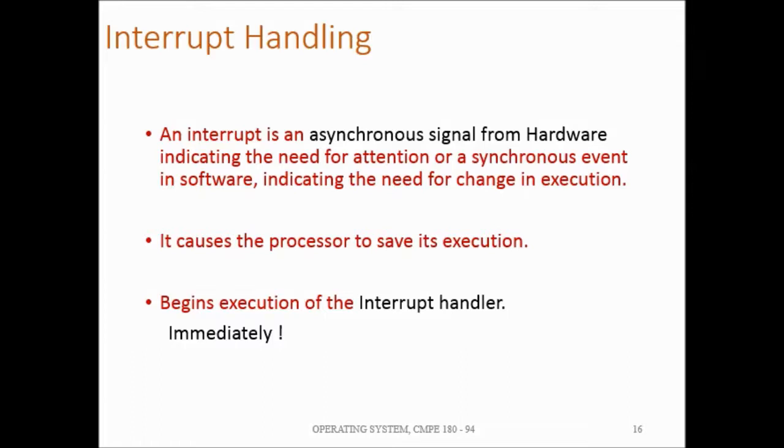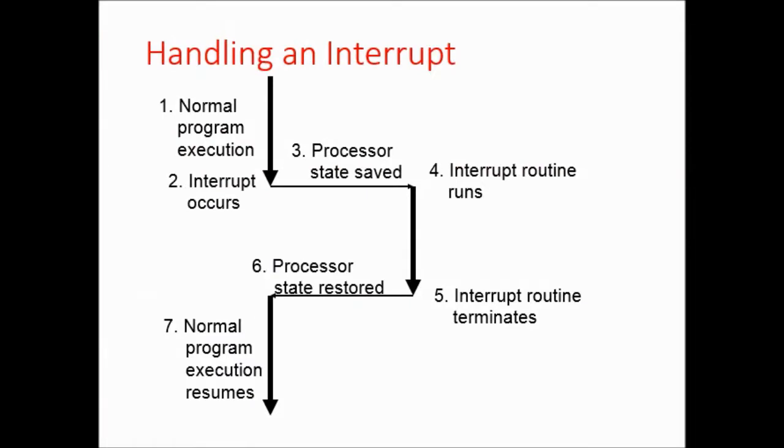So suppose this is a normal program which is executing. At this point an interrupt occurs. So here the CPU will save the processor state and it will start handling the interrupt. After the interrupt is executed, the interrupt routine terminates and the processor state is restored. Once the processor state is restored, it will resume the execution normally.